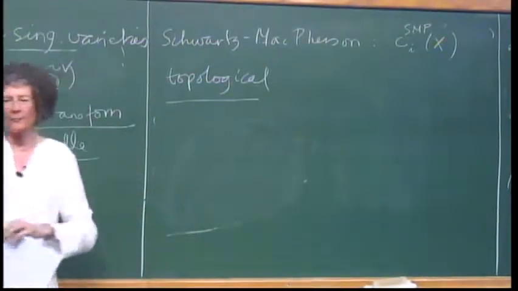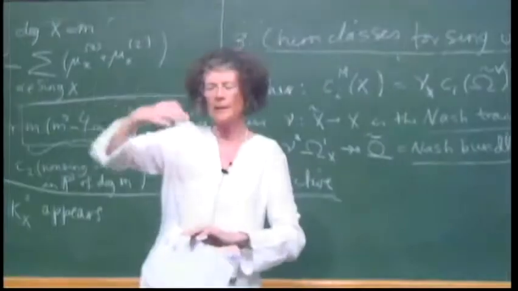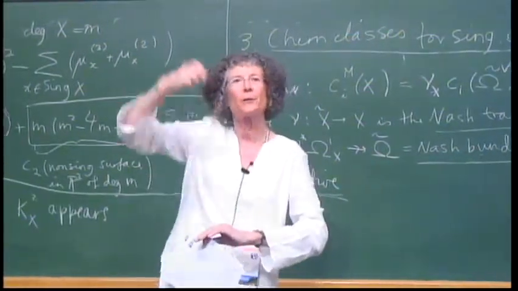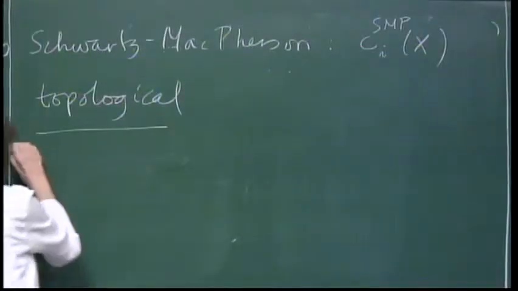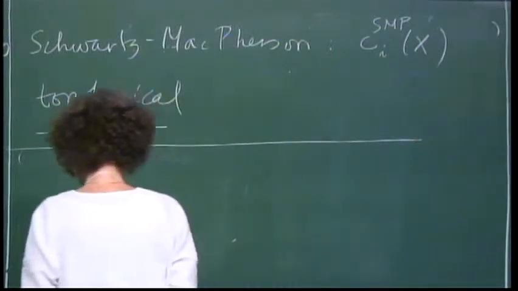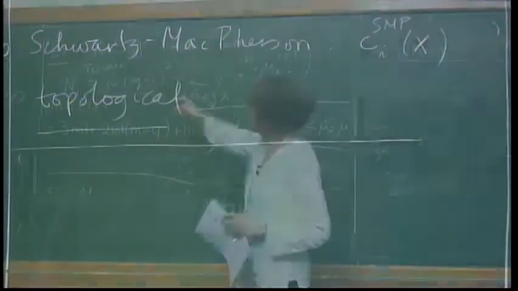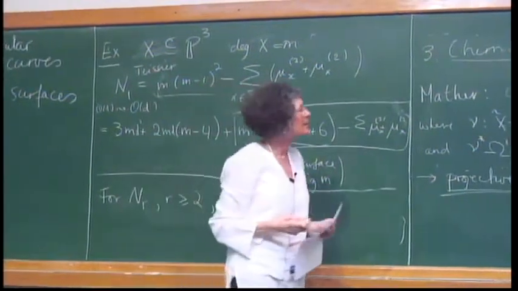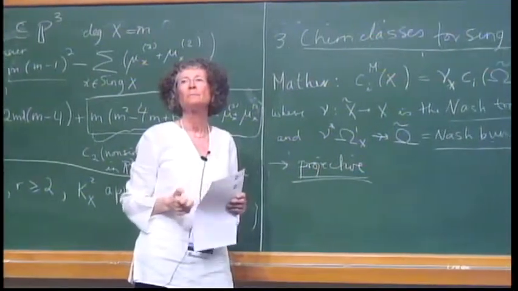So if you have a homeomorphism from one variety to another, then the Schwarz-MacPherson class downstairs is just the pushdown of the Schwarz-MacPherson class upstairs. So they are different in nature. In the case of a surface with isolated singularities, the first Chern classes are essentially all the same. So that's not where you want to work.